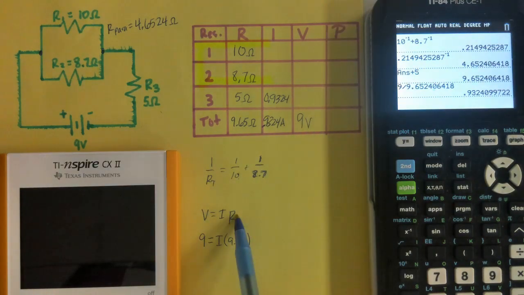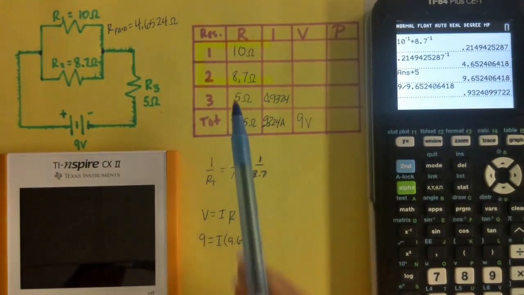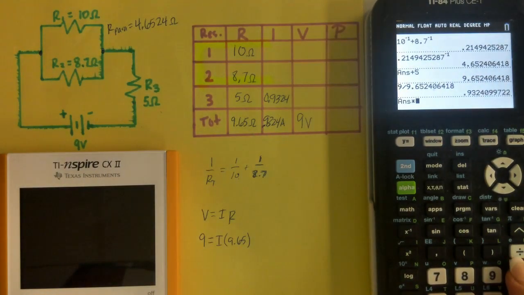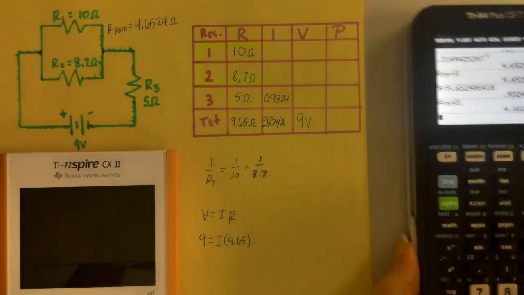Again, going back to Ohm's law, V equals I times R, I'm simply going to multiply this times this. So I'm going to take my answer and I'm going to multiply it by 5, and that is going to give me 4.662 as my voltage drop.